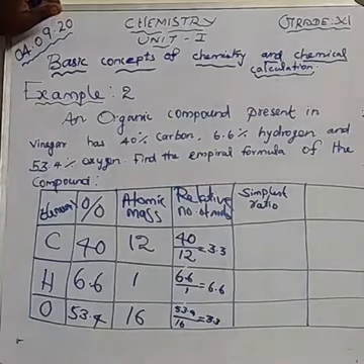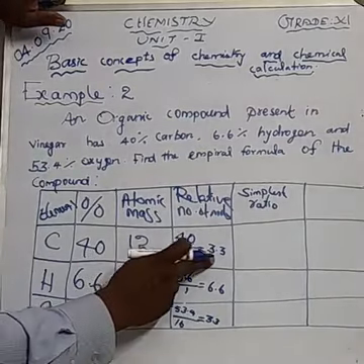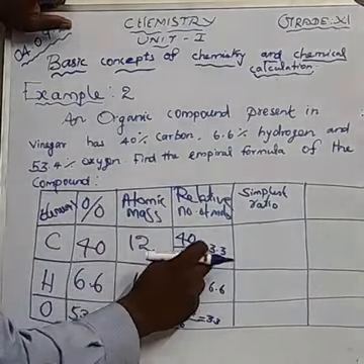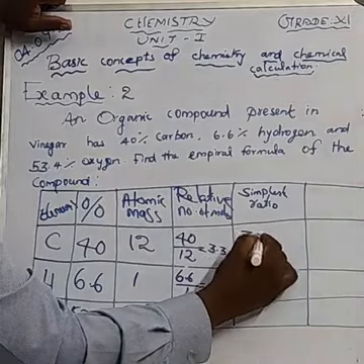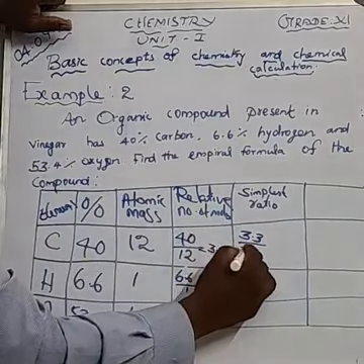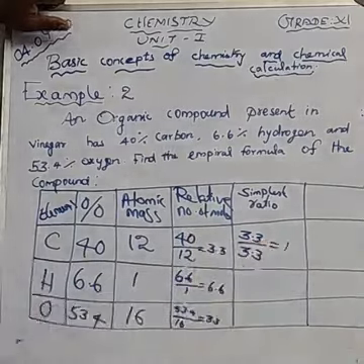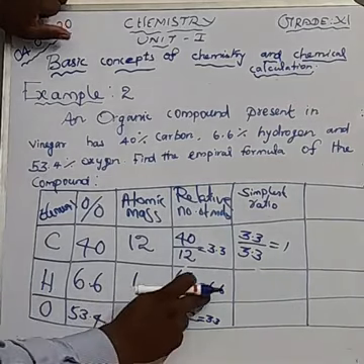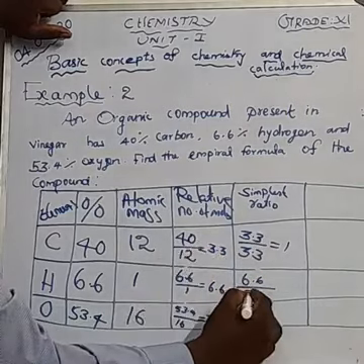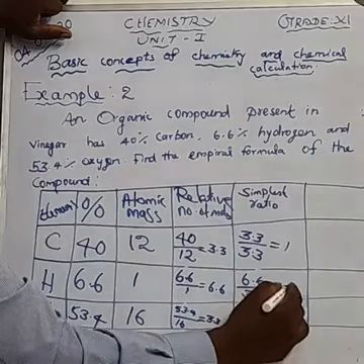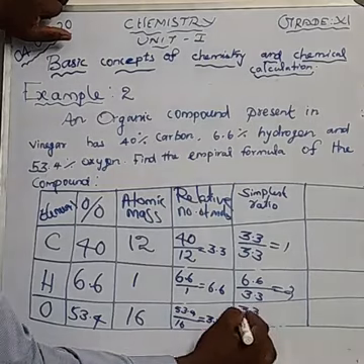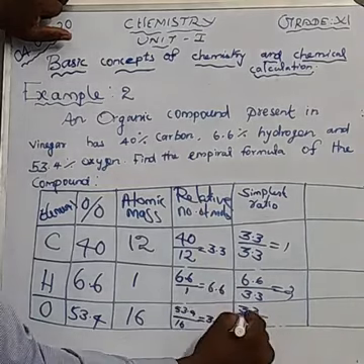How will you find the simplest ratio? The given value divided by the least value. Which one is the least value? 3.3 is the given value. What's the least value? The same 3.3. 3.3 divided by 3.3 is equal to 1. Next one is 6.6 divided by the least value, 3.3. It's equal to 2. Next, 3.3 divided by the least value 3.3.